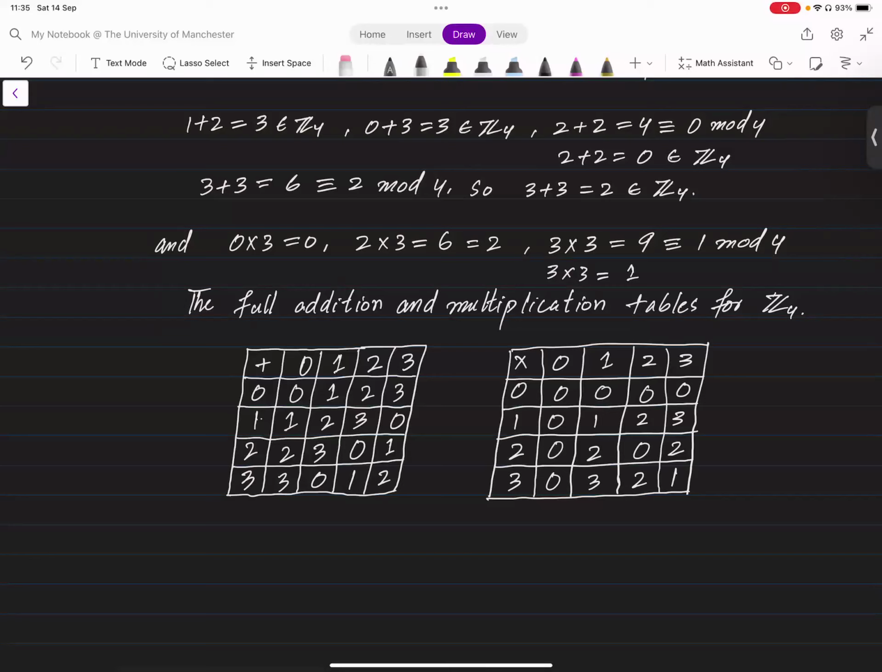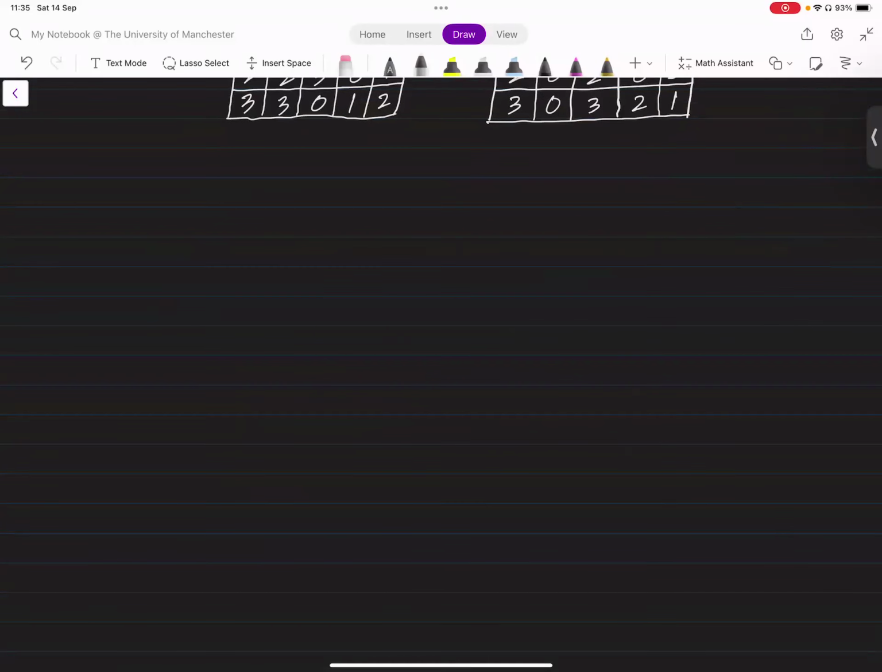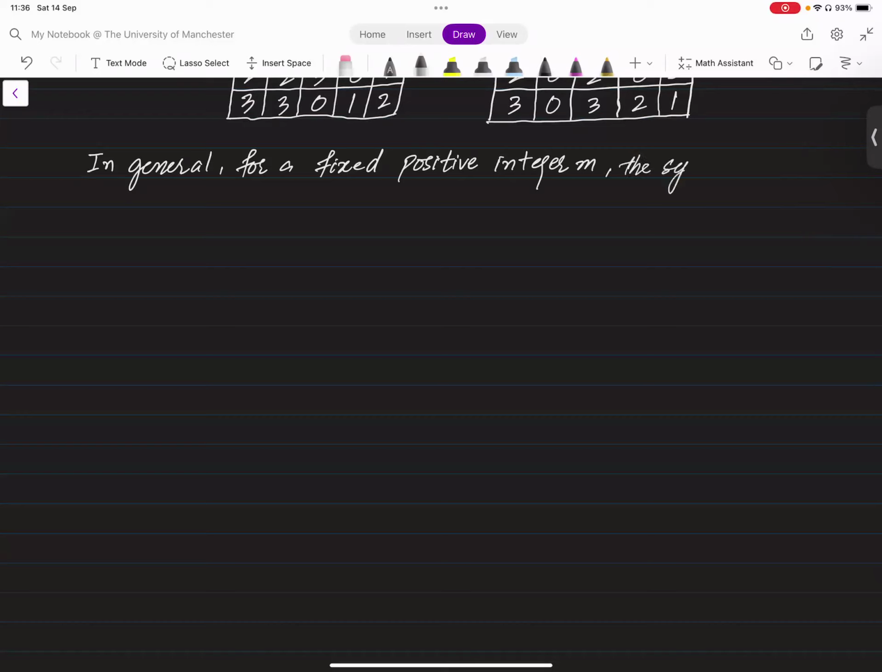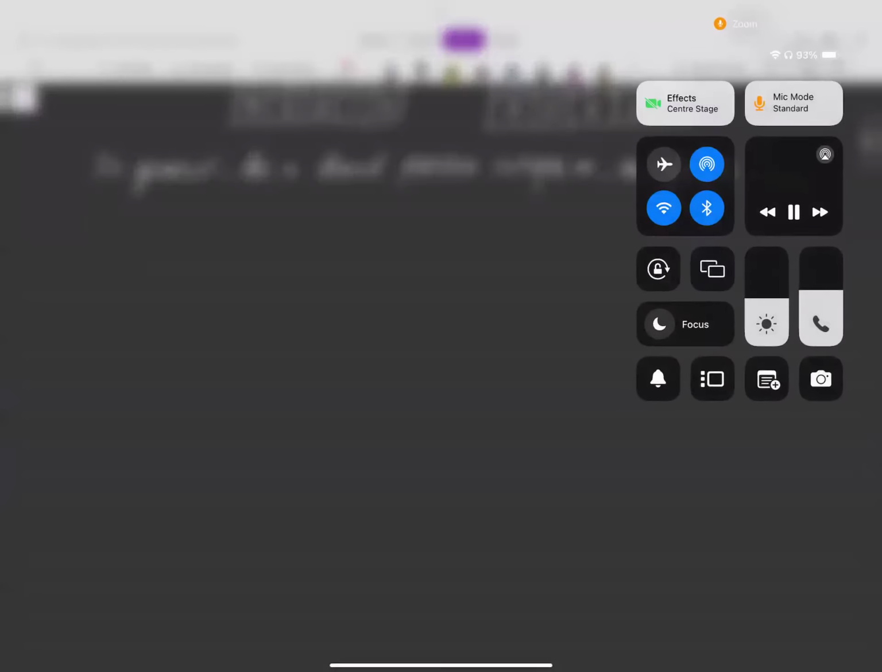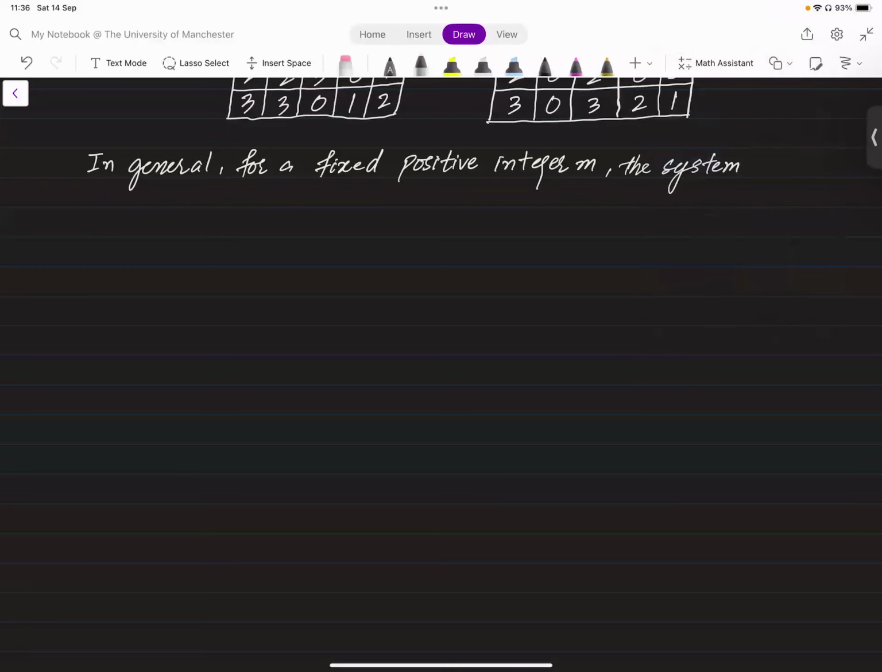So these are the tables for addition and multiplication in Z4. So let's define this system. In general, for a fixed positive integer m, the system Zm is defined in an entirely similar way.